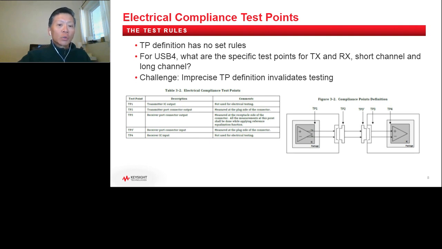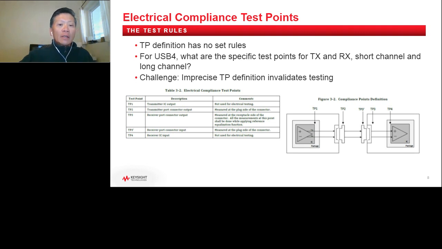For TX, the short channel is TP2 and the long channel is TP3. For receiver testing, the short channel is TP3 prime and the long channel is TP3. But again, don't get hung up over the definition. Just realize that there is a long channel and a short channel TX, and also a long channel and a short channel RX use case.